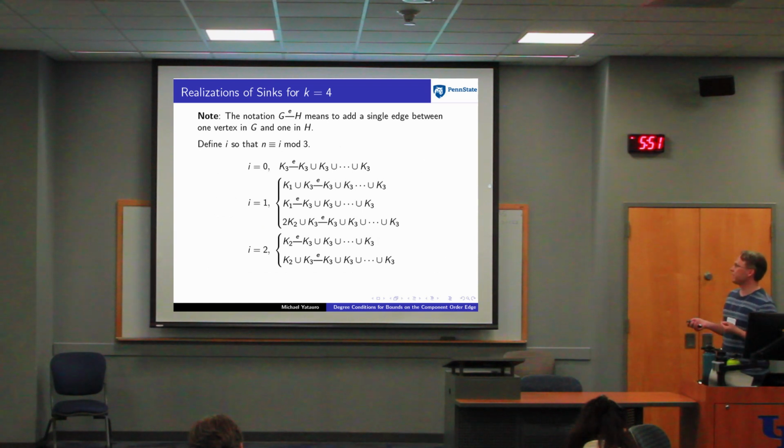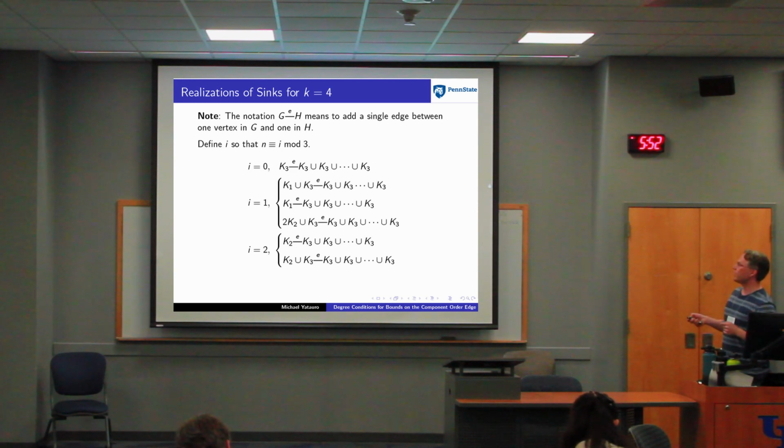So here are the sinks, or the realizations of the sinks. These are the edge maximal 4 component order 1 edge connected graphs. So they're not 2 edge connected, they're 1 edge connected. This notation with a line and an e over it means add 1 edge between those 2 components. When i equals 0, there's only 1 possible configuration: you add an edge between 2 K3s.